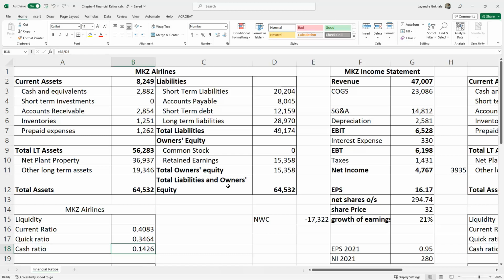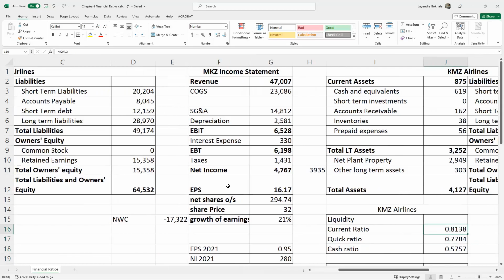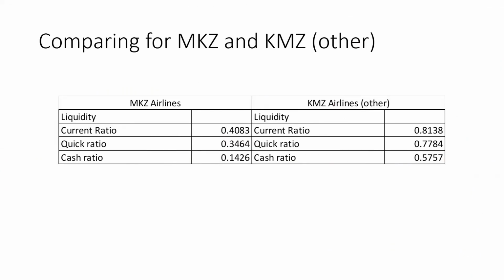Now, MKZ Airlines is a large airline. When we compare it with the smaller KMZ Airlines, we can look at it here. So MKZ had that current ratio of 0.4 versus KMZ 0.8. So KMZ, the smaller airline, is much more liquid. It's able to maintain its liquid assets much better. It could be perhaps because MKZ, the larger airline, is easily able to raise cash from its lenders when it needs it, and so therefore it keeps deploying its cash into assets to earn interest. So that is another aspect.